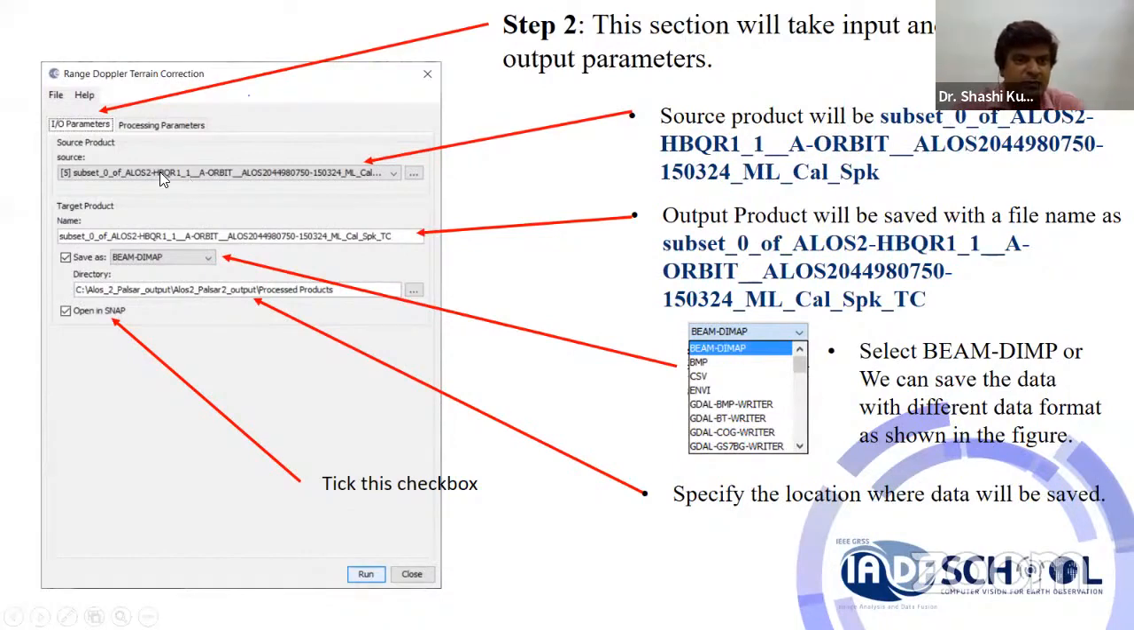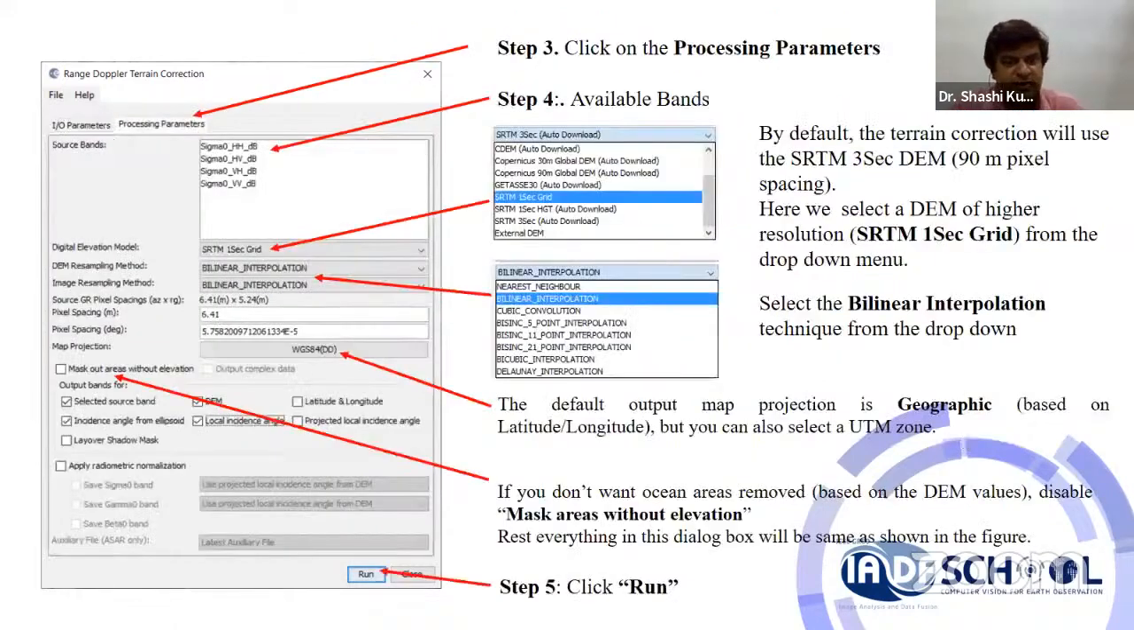Here we will have to select the speckle filtered product, and the output will have the name with underscore TC. It means that the data set is terrain corrected. Okay, and the directory will also be there, so one can see the location where the data set is going. Now, after that, when you see the processing parameters, there are several options.